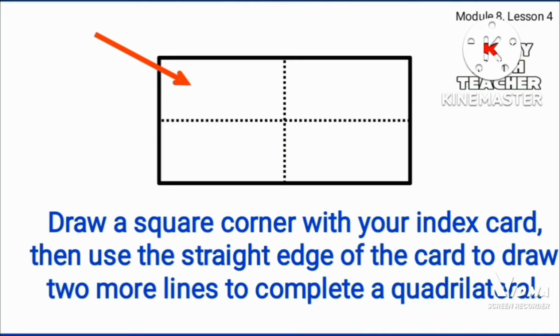Now on the first space, I need you to draw a square corner with your index card. Then use the straight edge of the card to draw 2 more lines to complete a quadrilateral. Draw a square corner. That means you have two lines. Then add two more lines to complete a quadrilateral.